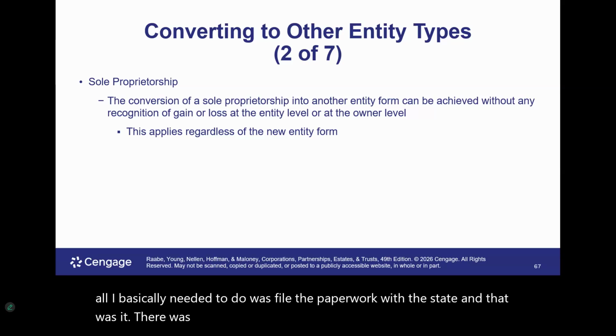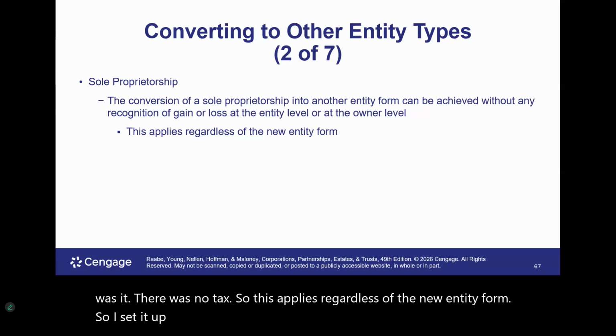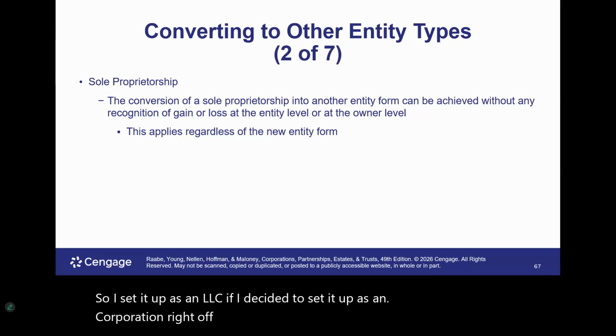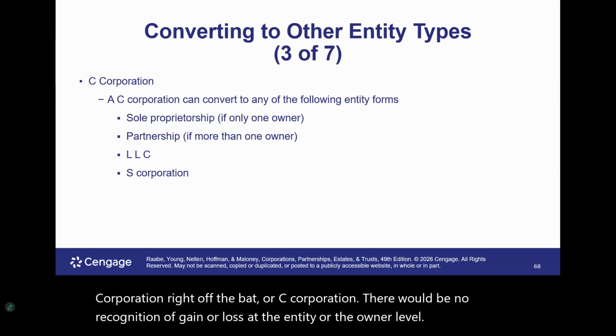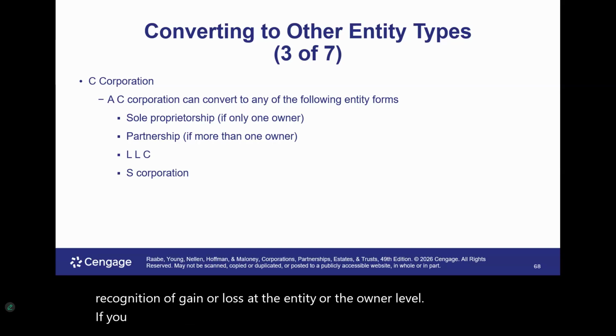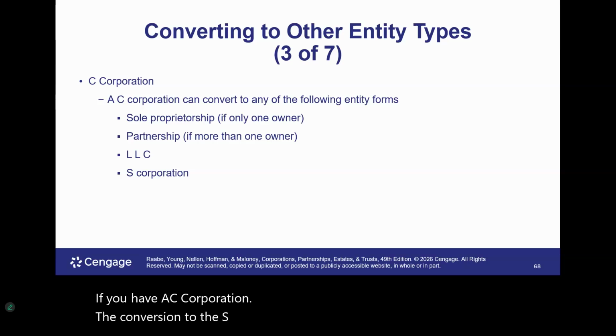So this applies regardless of the new entity form. So I set it up as an LLC. If I decided to set it up as an S corporation right off the bat, or a C corporation, there would be no recognition of gain or loss at the entity or the owner level. If we have a C corporation, the conversion to the S corporation tax entity requires the election of the S status.